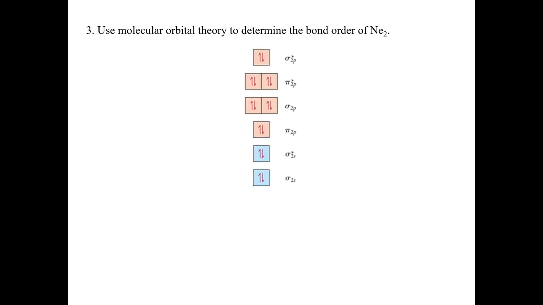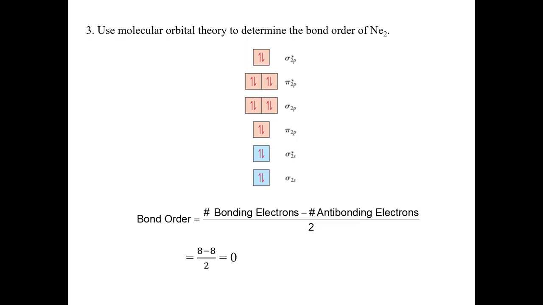Okay, so here is the diagram for Ne2. We are working with 16 valence electrons. 8 of them are found in the bonding orbitals. The other 8 are in antibonding. So when you do the math, the bond order is 0. We don't have to figure out if this is paramagnetic or diamagnetic because this molecule just does not exist.